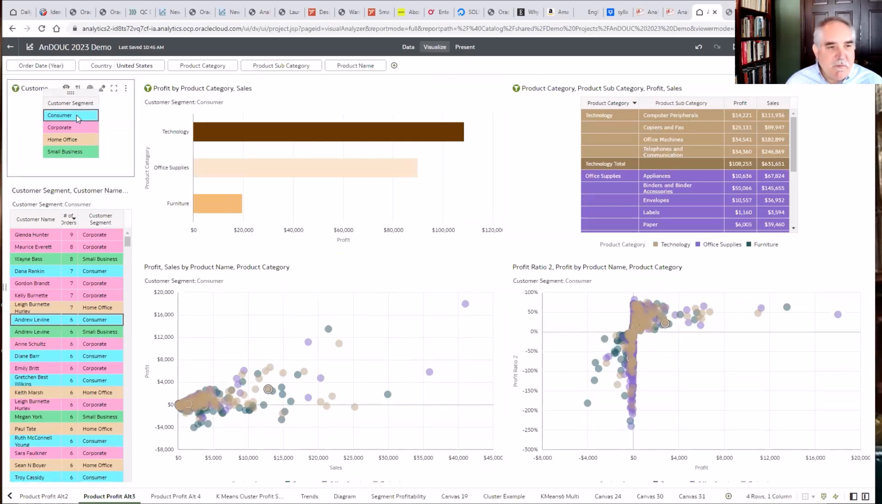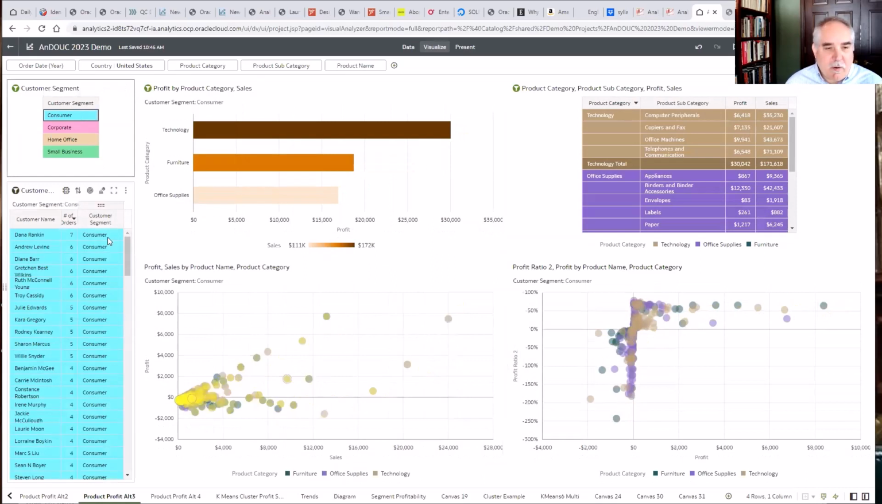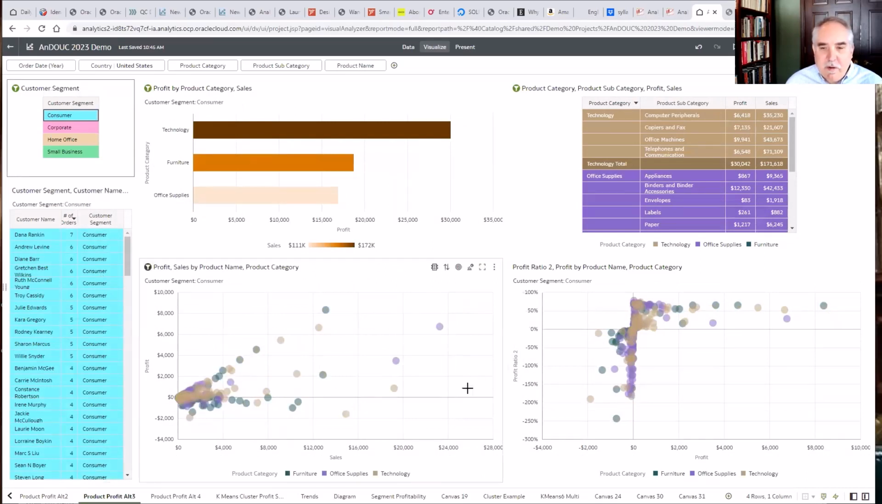Obviously, if we just filter to consumers, we only get consumers, and we don't have as many members in the scatter plots. But what we'll talk about is, is it worth the visual energy it takes to use the colors over here?